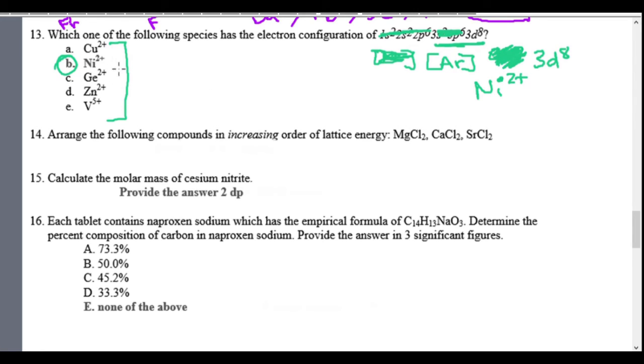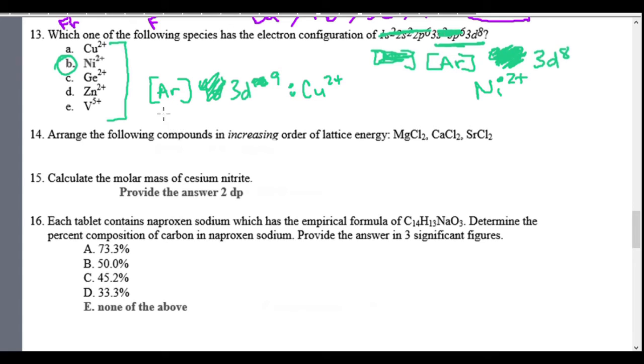If we're looking at copper 2+, well, copper normally would look like, let's see, argon, and then normally it's 4s1, 3d10, but we're talking about copper 2+, so that's actually going to get rid of this one and this one and make it 3d9. That would be for copper 2+.